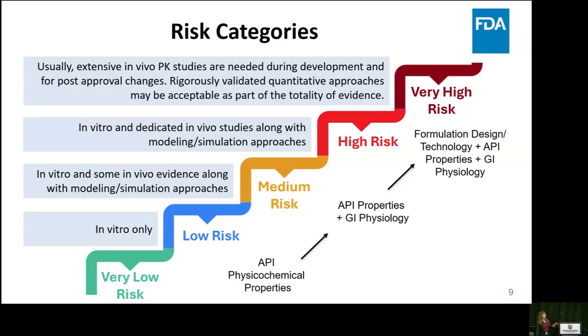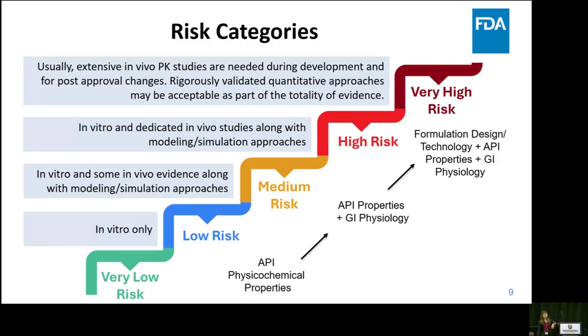So here are the 5 risk categories from very low to very high. For very low risk and no risk, our current thinking is that for those type of products, the determining risk for the drug product is the API physical chemical properties, either the API solubility or permeability. And then moving to the medium risk, in addition to the API properties, GI physiology condition can meaningfully impact the in vivo dissolution and absorption.